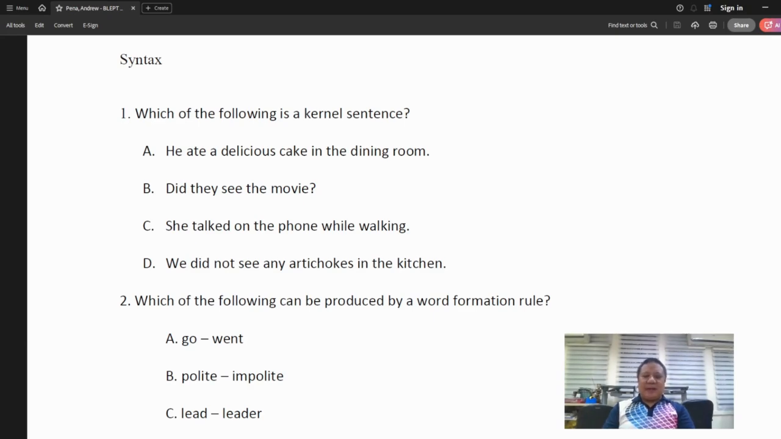The answer is A. He ate a delicious cake in the dining room, because A is simple, declarative, active, and positive. Letter B is a question, so it's not a kernel sentence. She talked on the phone while walking. It's not a simple sentence. Letter D, we did not see any artichokes in the kitchen. It's negative, so it's not a kernel sentence. The answer is A.